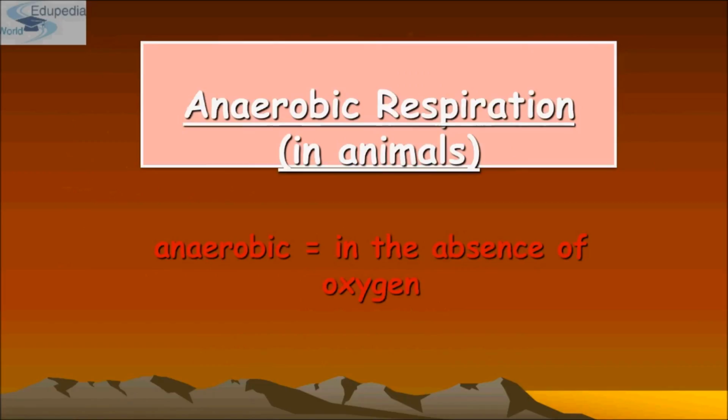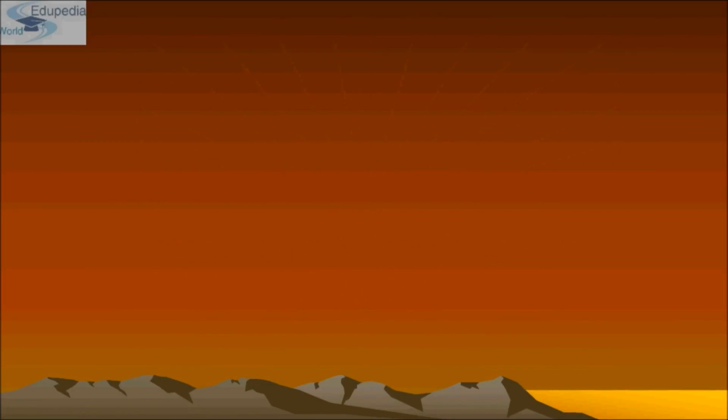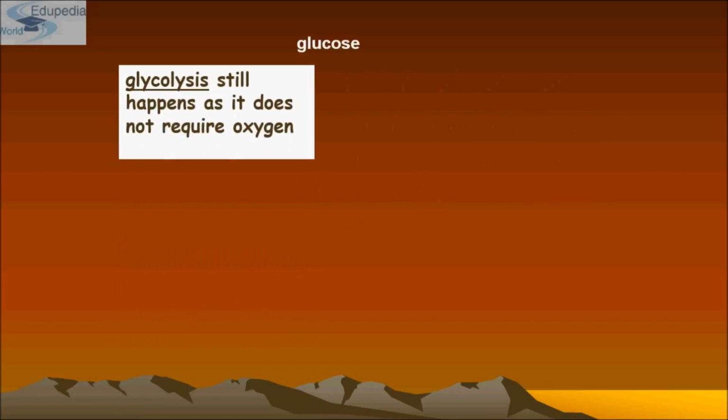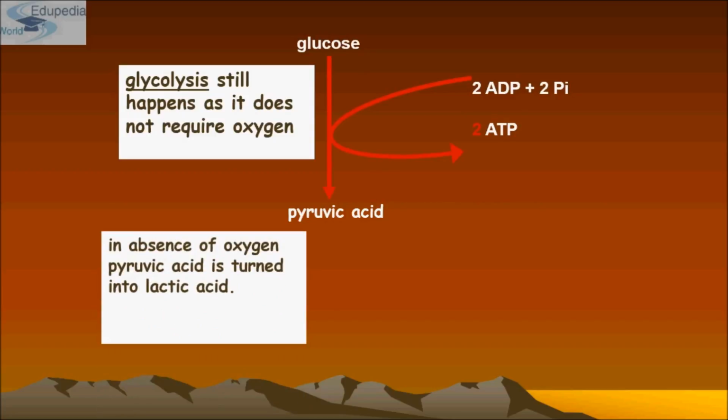Now comes the anaerobic respiration in animals, which doesn't involve oxygen. In low oxygen conditions or during heavy exercise, when not enough oxygen can be supplied, muscle cells switch to anaerobic respiration. Glucose, when it gets converted into pyruvic acid, produces 2 ATP. So glycolysis still happens, as it does not require oxygen. Pyruvic acid gets converted into lactic acid in absence of oxygen. Remember students, in the presence of oxygen, pyruvic acid gets converted into carbon dioxide and water, but in anaerobic respiration, in the absence of oxygen, it gets turned into lactic acid.